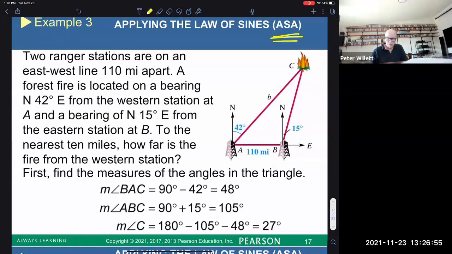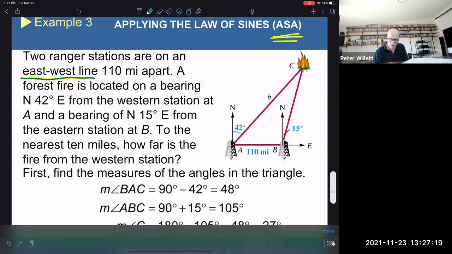And so this is an example where we have 2 ranger stations, and they have them sort of on a flat line between them. They're saying that these are on an east-west line. That's not a good color for that. Which is this idea that if you're looking north, south, east, west, here's the east-west line. It's this bottom line between them.